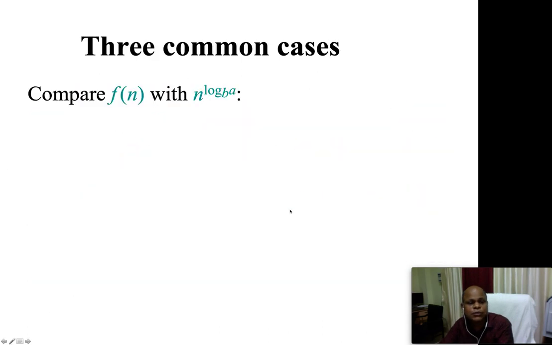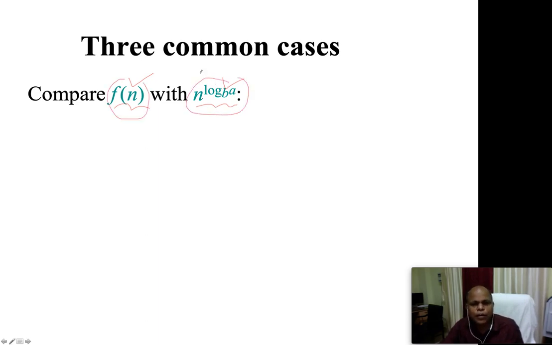In the second case, what is happening? In the second case we will compare f(n) with n to the power log b a. That means again we are comparing f(n) with this. In the first case, every time, the growth of f(n) is less than the growth of this.